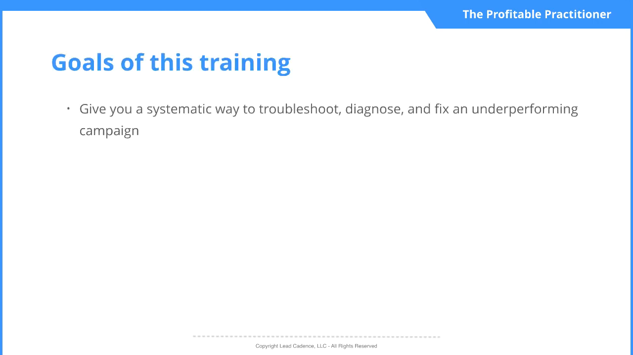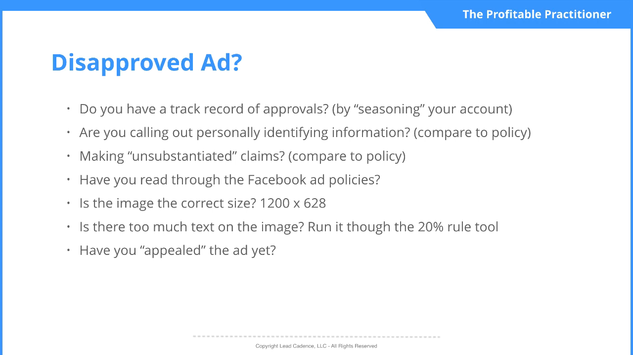So really the goal of today's training is to give you a systematic way to troubleshoot, diagnose, and fix an underperforming campaign. And so I'm going to walk through a few of the places where people usually get stuck and what you can do about it to try to increase the performance, get more engagement, and ultimately get more clients from your campaign. So the first place we're going to start is having your ad disapproved or not getting it approved when you're trying to get it approved. So here's a couple of things we can check if that's happening.